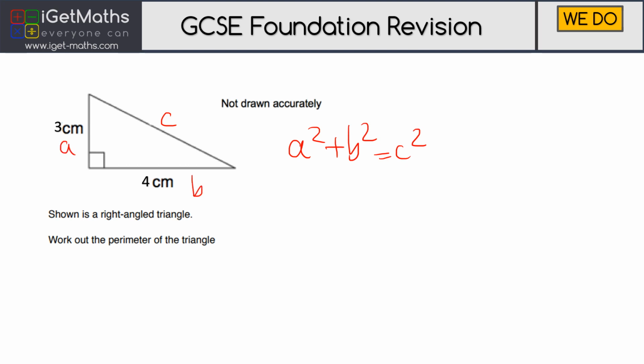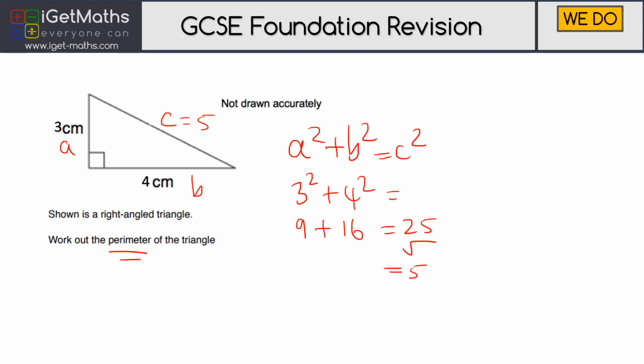So we've got 3 squared plus 4 squared. 3 squared is 9, 4 squared is 16. Add that together, you get 25. Square root 25, you've got 5. So C equals 5. Remember though, we are trying to find the perimeter, so we're going to add that up. So perimeter equals 3 plus 4 plus 5. That gives me a total of 12 centimeters for the perimeter.